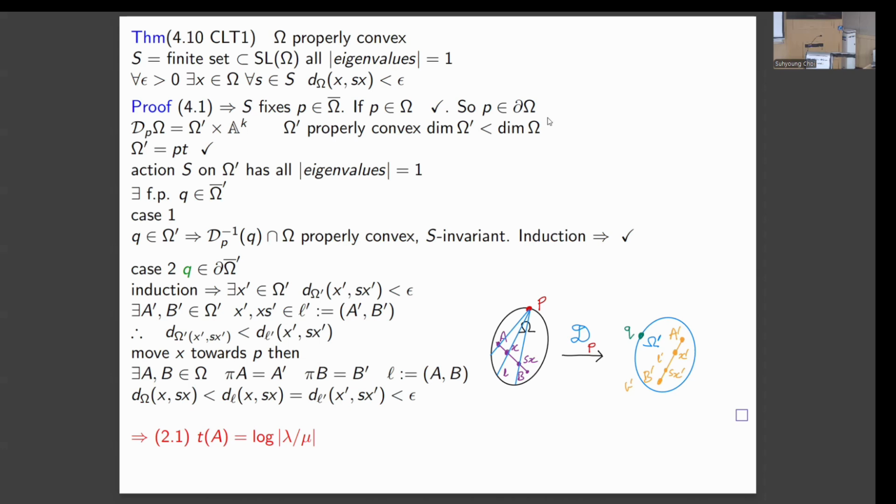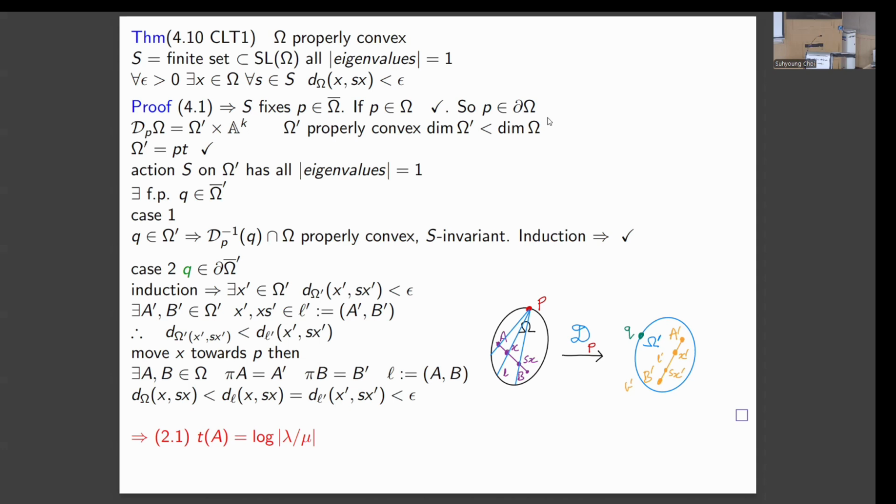So now we're going to look at, now this is where I want to use my iPad. Now we're going to look at the space of directions. So we've got a point in the boundary of omega that's fixed by this set of elements. And we're going to think about all the hyperplanes. We're going to think about the space of directions at omega. So what's that? Think about all the lines going through the point P that contain a point in omega. That's the space of directions of omega.